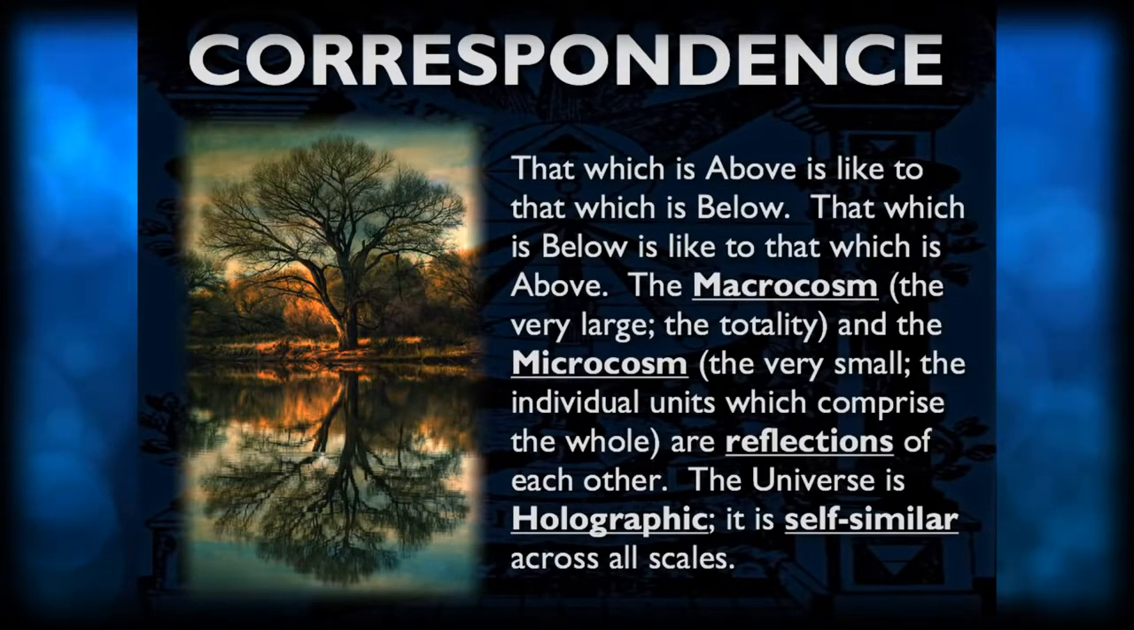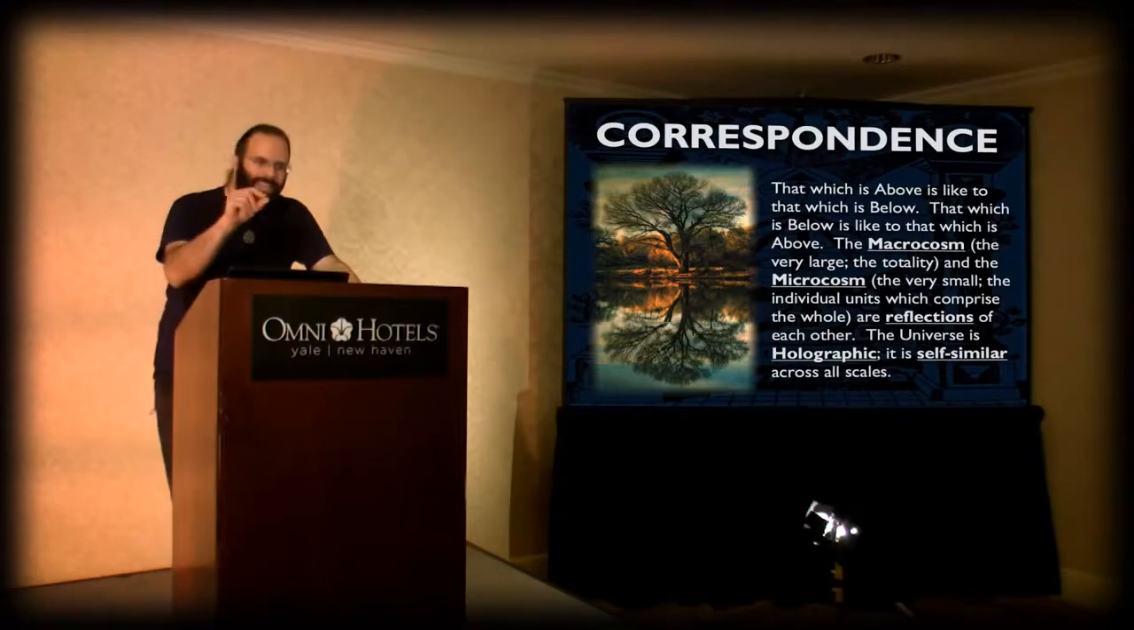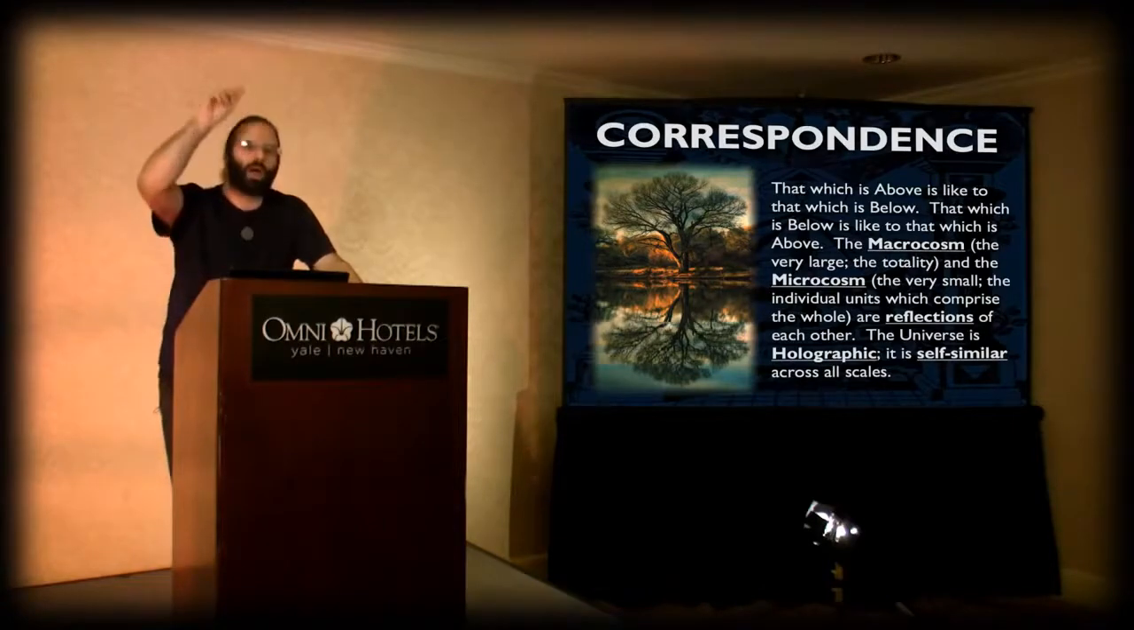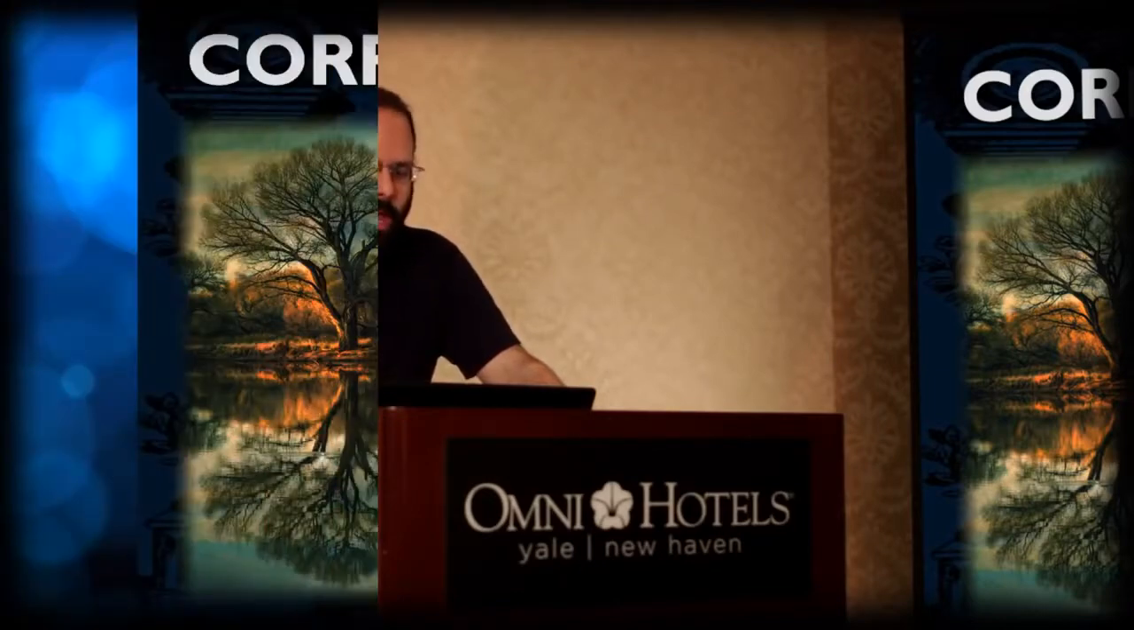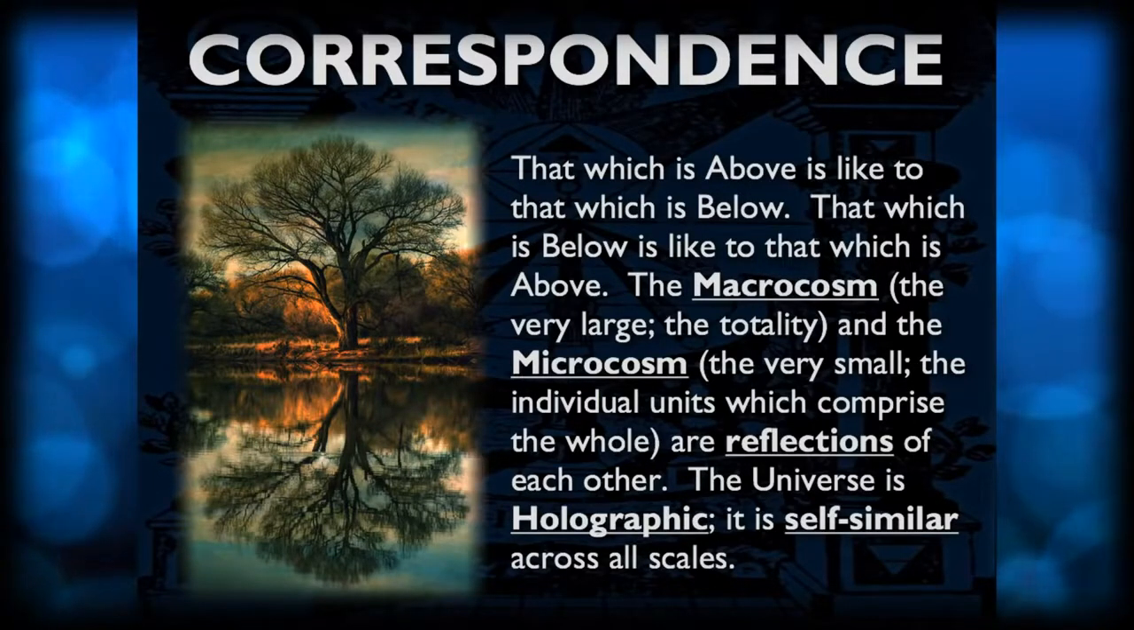So the macrocosm, or the very large, the totality of everything, and the microcosm, which is the very small, or the individuated units that comprise the whole in their aggregate, okay? They are reflections of each other. They cannot be separated from each other. As one goes, the other goes. The universe is actually a holographic system, okay?